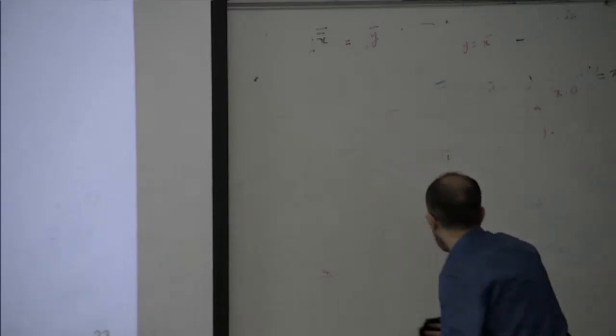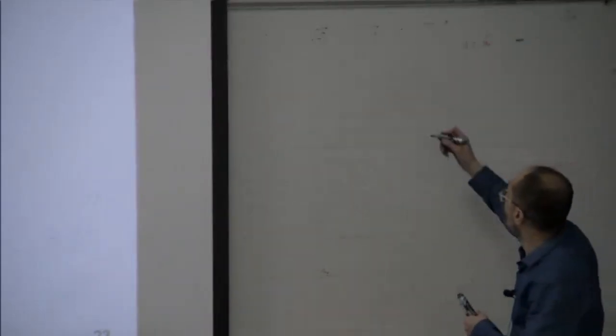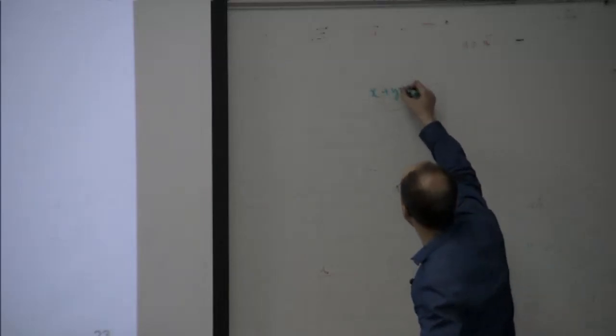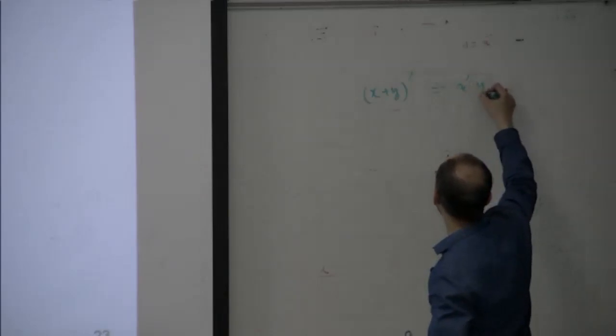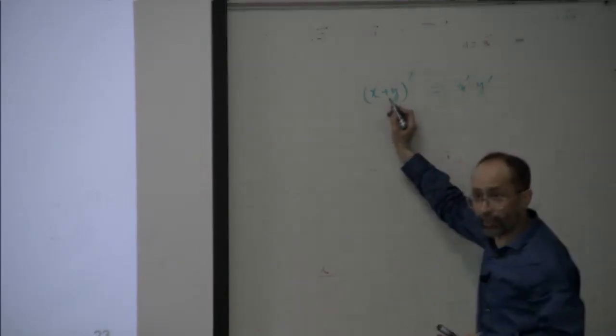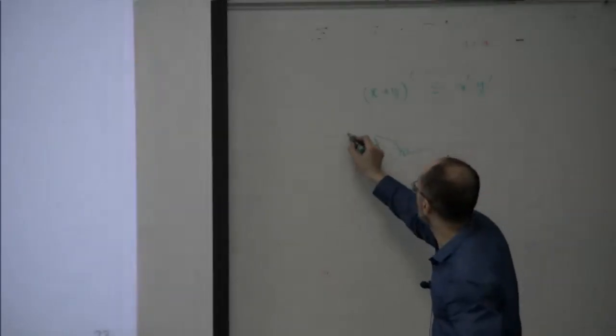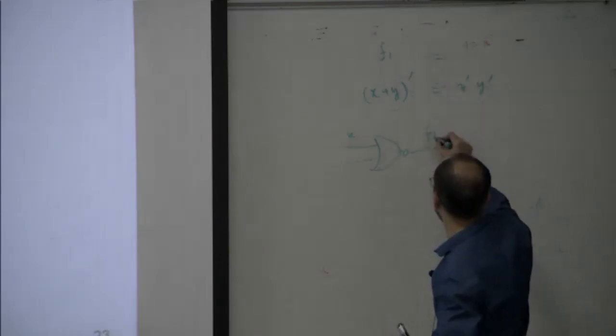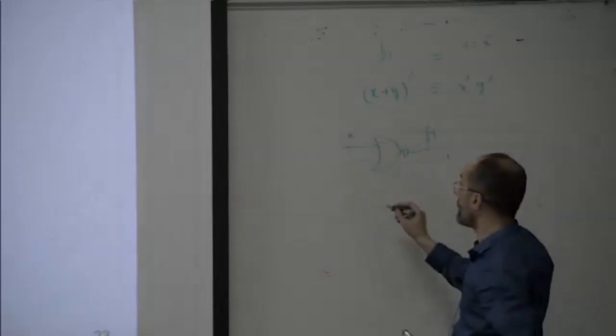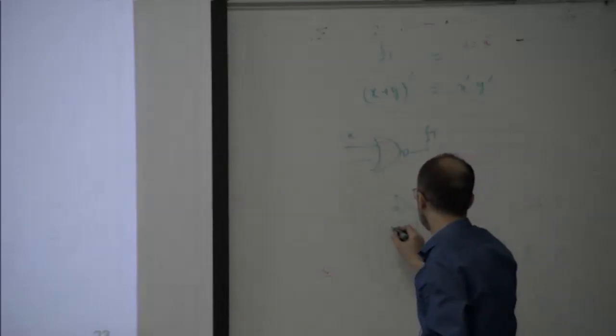When we repeat it, the concept is: x plus y whole bar is equal to x bar y bar. So x plus y is an OR gate, and then we put an inverter. This one is F1, and we put the bubble on the input side. So what is this?